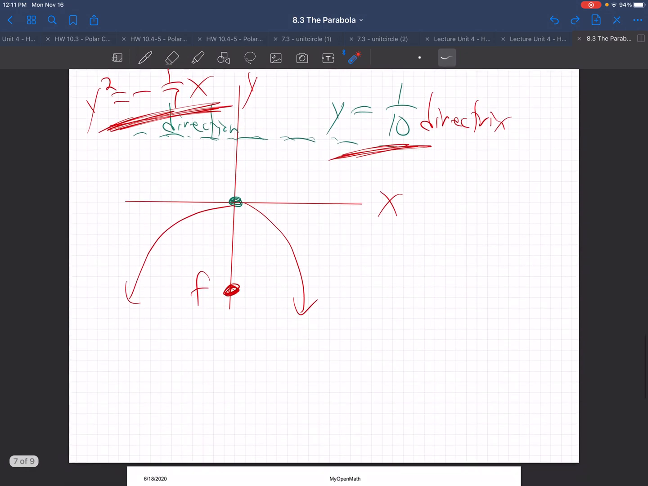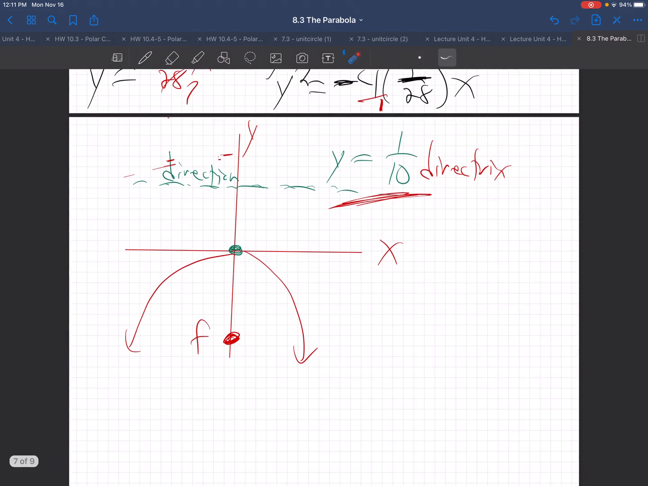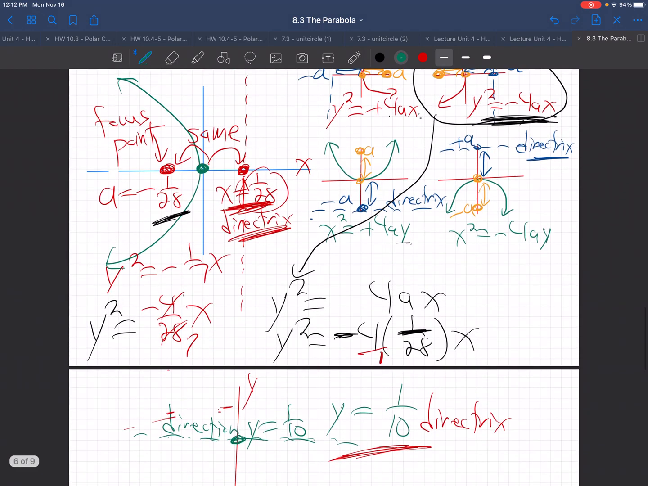So maybe I will finish up this other one. So let me erase this right here. So what if I was to finish up this other version? Let me do this other version down here. So y equals 1/10. This is up here at y equals 1/10. So the focus point would be right here. A equals negative 1/10. That would be the focus point, right? Inside, negative 1/10.